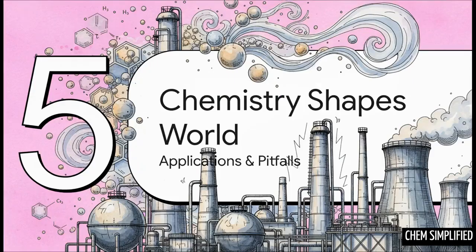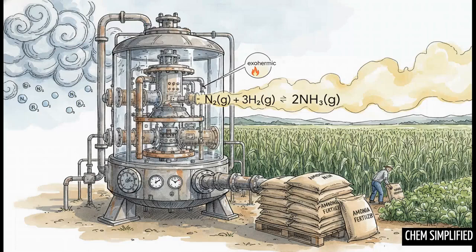All right, for our last section, let's pull all this theory out of the textbook and into the real world, because this stuff isn't just for exams. These principles are the actual control knobs for some of the biggest and most important chemical processes on the entire planet. And there is no better example, period, than the Haber-Bosch process. This reaction literally pulls nitrogen gas out of thin air and turns it into ammonia, which is the backbone of all modern fertilizers. It's not an exaggeration to say this one reaction feeds billions of people.